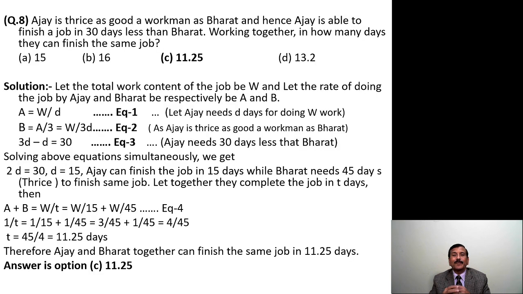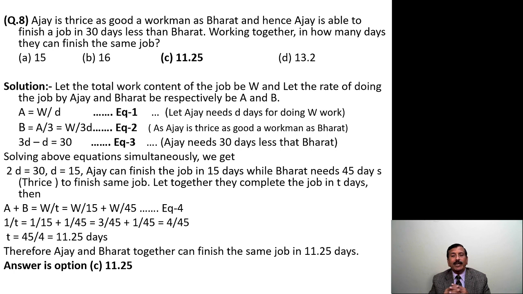Next. Ajay is thrice as good a workman as Bharat, and hence Ajay is able to finish a job in 30 days less than Bharat. Working together, in how many days can they finish the same job? Now here, we are not given the work content. So we take the total work content of the job to be W. Let the rates of doing the job by Ajay and Bharat be respectively A and B.